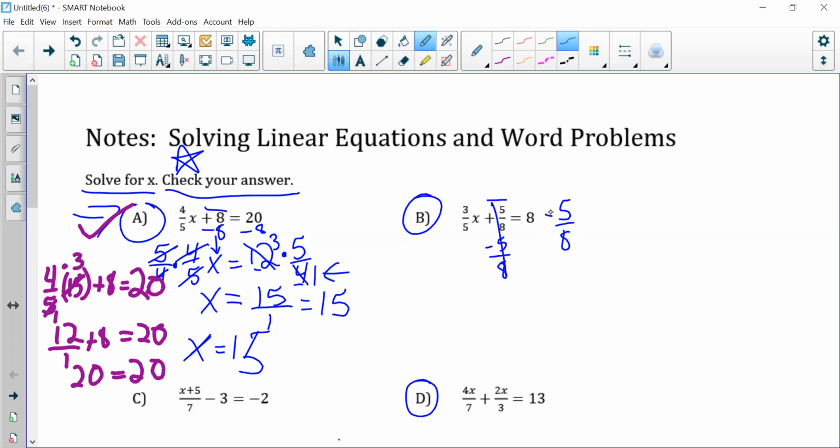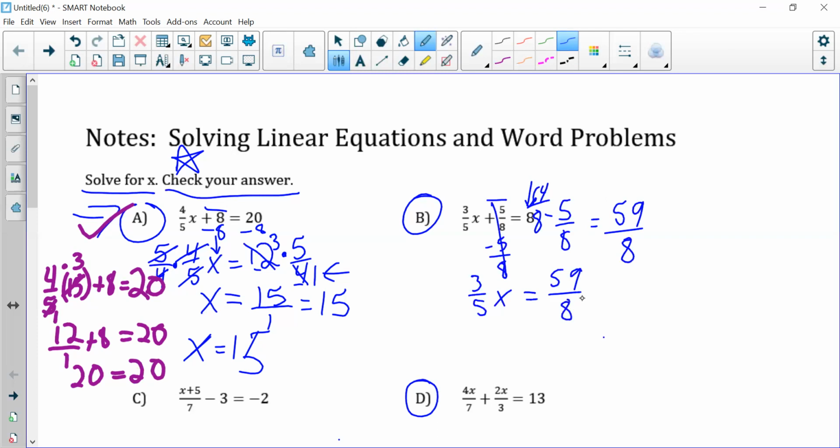First thing we've got to do is get a common denominator. That means we need to convert this number 8 into 8ths. So 8 wholes is how many 8ths? Well, 64 8ths. So if I have 64 8ths minus 5/8, I have 59 8ths. All right. So I now have 3/5 x equals 59 8ths.